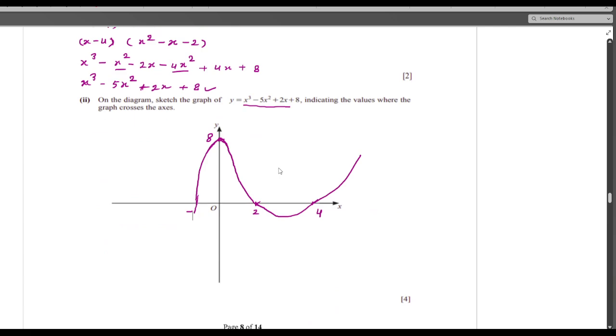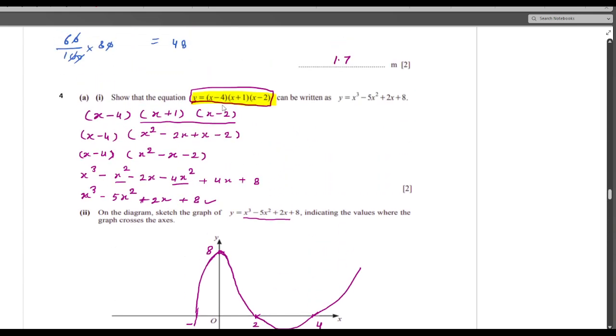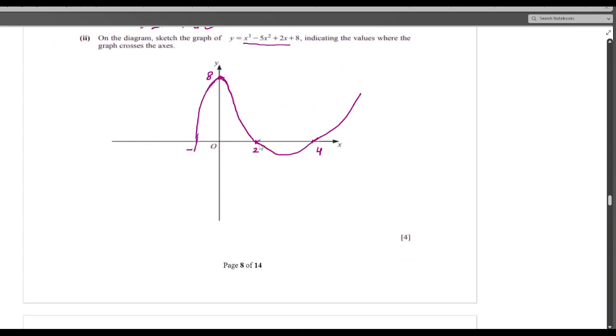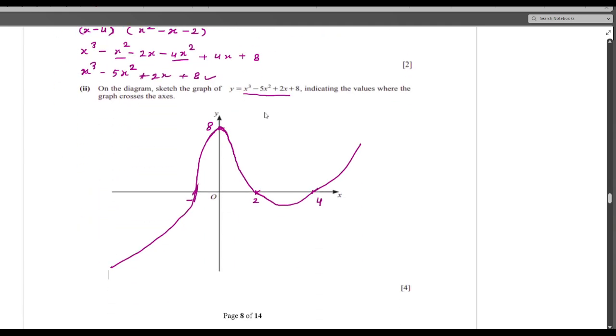Okay, and finally when you are less than -1, all the three factors are negative, so the product is negative. So here from -1 you will go down and it will be something like this. So this is how your graph will look.